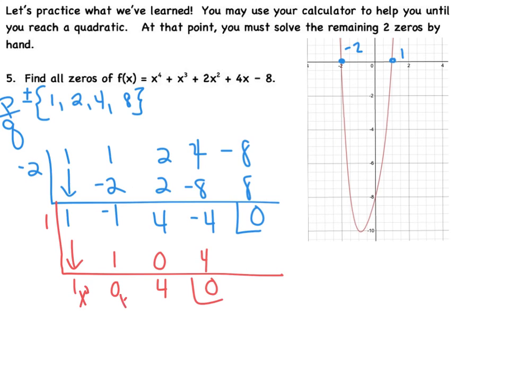So how am I going to get them? Well, they're going to come from this depressed polynomial. Just to show you what I have so far, my factors would be x plus 2, x minus 1, notice it's opposite of the 0, times, here's what I have left, x squared plus 0x, so I'm just going to put plus 4.